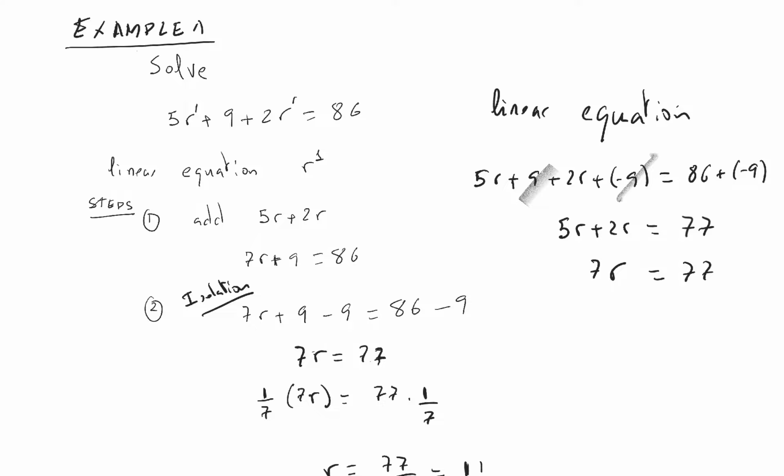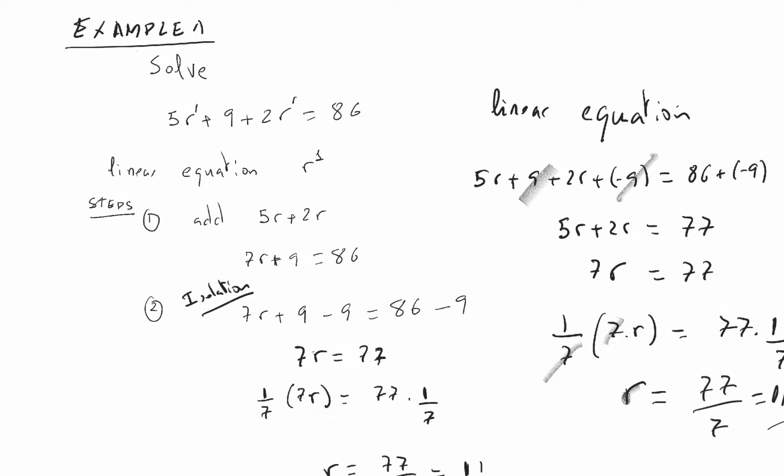How will I isolate the r? I will multiply both sides of the equation by 1/7. Now, if I multiply both sides of the equation by 1/7, the 7 will cancel because 7 divided by 7 is 1. So it will have r equal 77 divided by 7. And 77 divided by 7 is 11. So is the problem done? Yes, we found the variable r, the value of the variable r is 11.